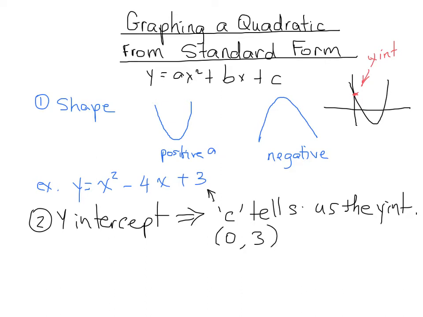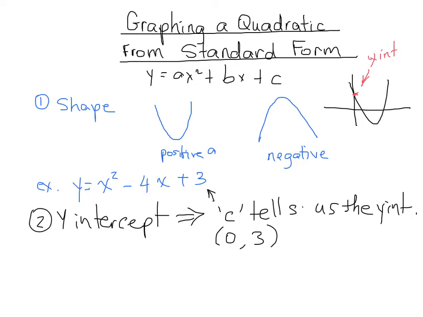So one thing to remember is that the x value is always going to be 0 on the y-axis. The x value is always 0 on the y-axis. And then the c value will tell you what the y coordinate is. All right, so there is the y-intercept.